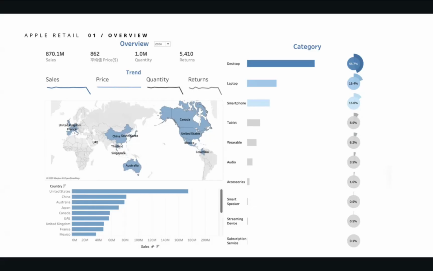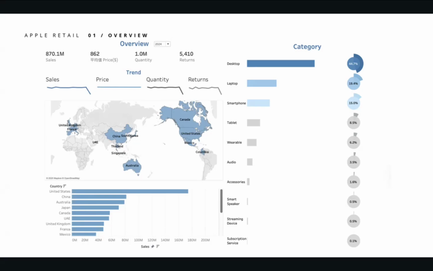The average selling price remains relatively high, which is $862, reflecting Apple's premium positioning, while returns remain limited relative to total volume. Overall, those metrics suggest a large-scale operation with stable pricing and controlled return levels. Looking at the trends over the year, we observe different behaviors across key metrics. Sales and quantity show some volatility, with a noticeable decline toward the end of the year, and this is because we only have the data until October 2024. In contrast, average price remains relatively stable.